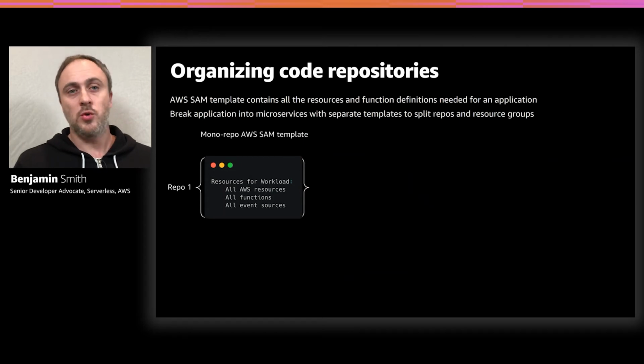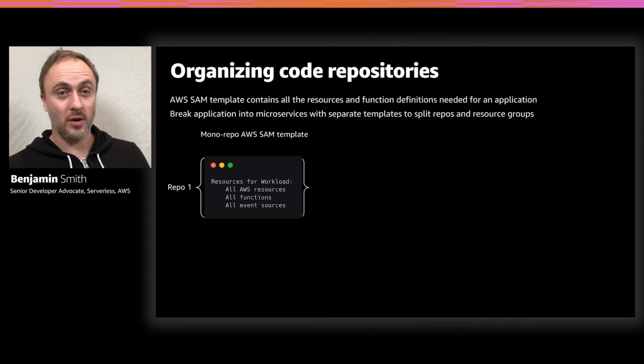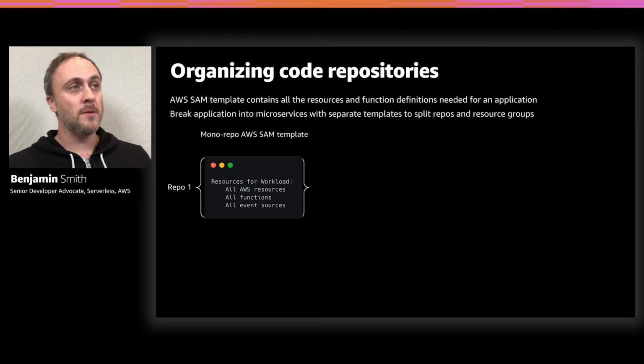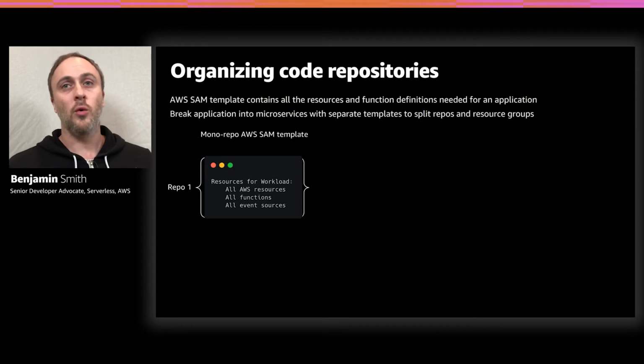You can use a framework such as AWS SAM, the Serverless Application Model, or other frameworks that are available to help you organize those code repositories. This first example shows a monorepo approach. In this approach, you have one repository which holds all the resources, all the functions, all the events, and all the event sources, all defined within a single SAM template.